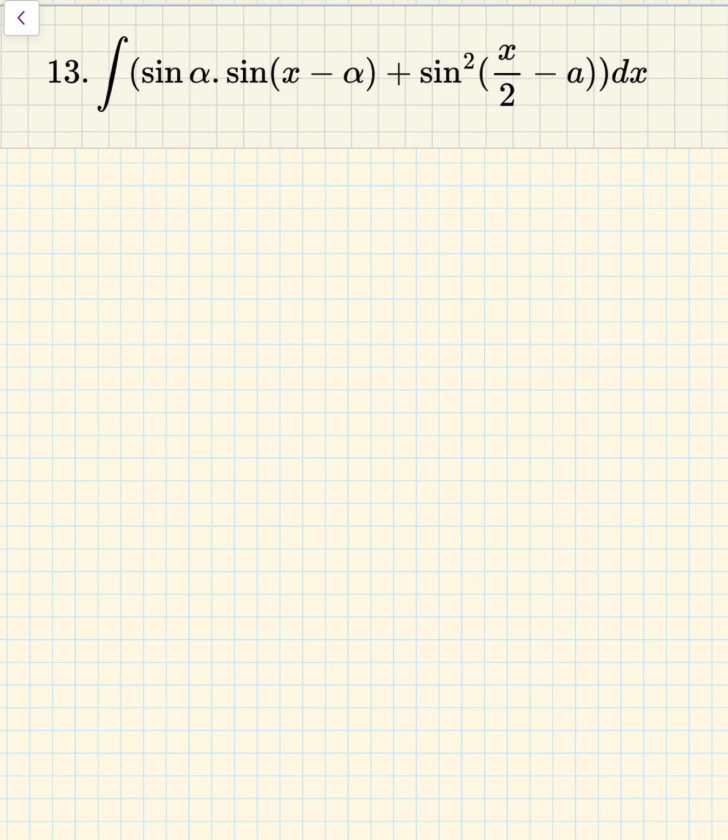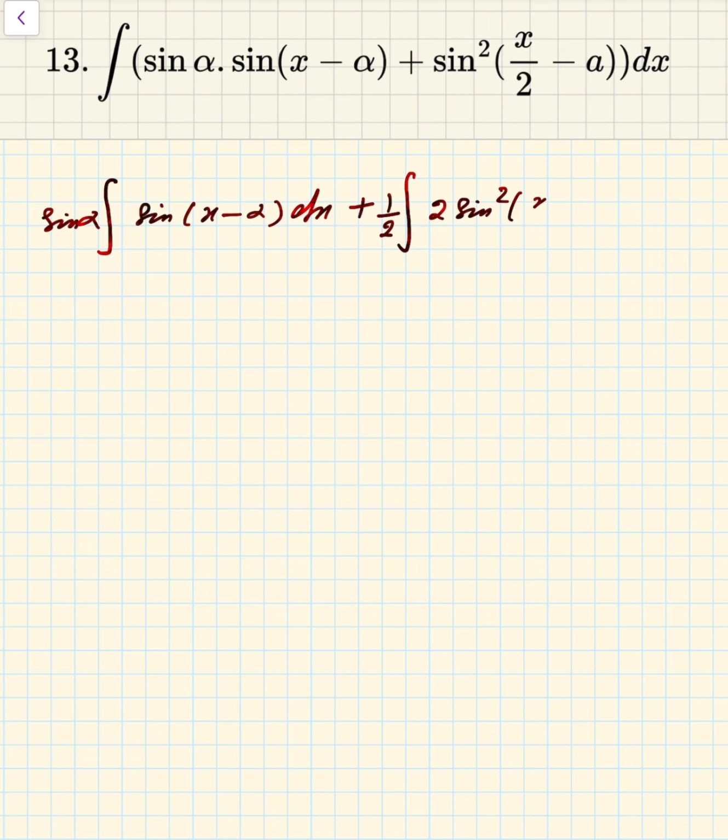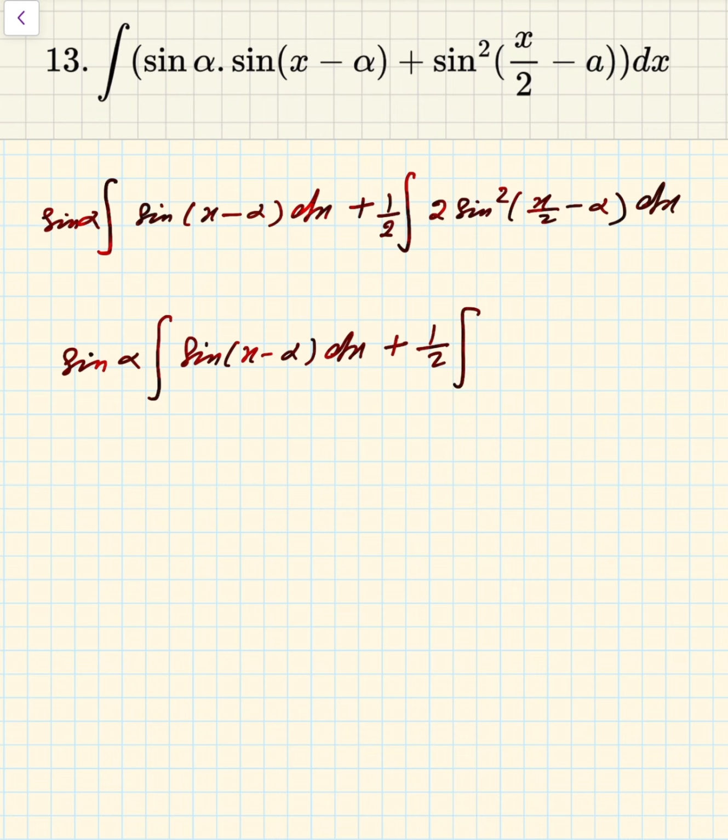Now we have question number 13. That question is given. That question is very easy. Sine alpha is basically constant. So right now here, integral of sine(x minus alpha) dx plus integration of, if multiplied and divided by 2, then we get 2 sine square of (x by 2 minus alpha) dx. That is sine alpha, sine of (x minus alpha) dx. That one is written as 1 by 2 into (1 minus cos of 2 theta), so 2 into x by 2. So basically directly I will write cos(x minus 2 alpha) dx. Clear or not?